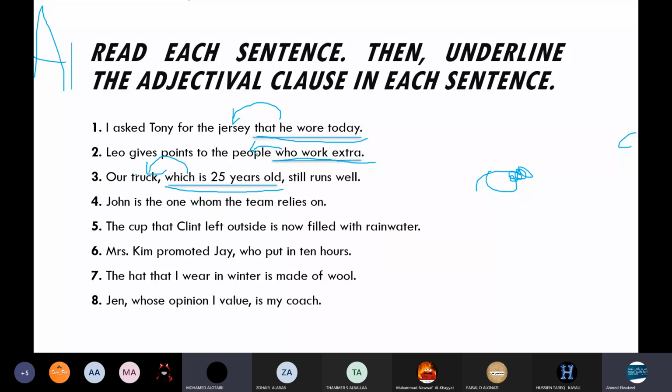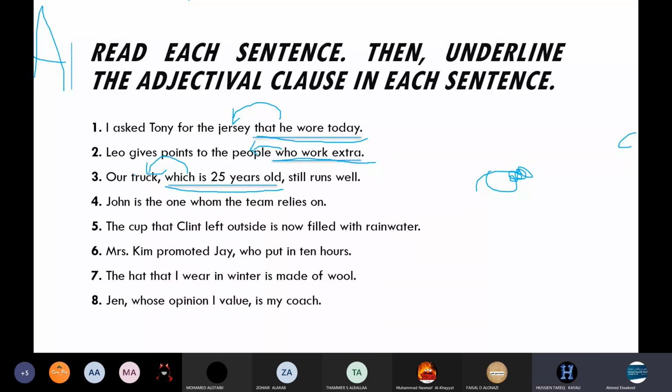Teacher, so the adjective clause needs to modify, like, a truck or a person? Yes, it modifies a noun. It is a subordinate clause that starts with a subordinating conjunction and modifies a noun.